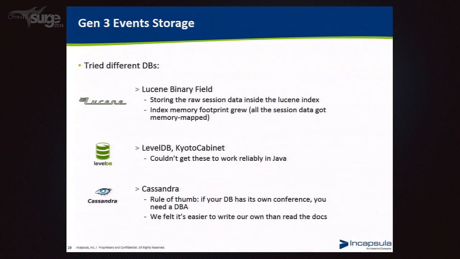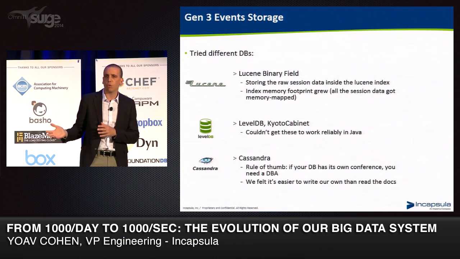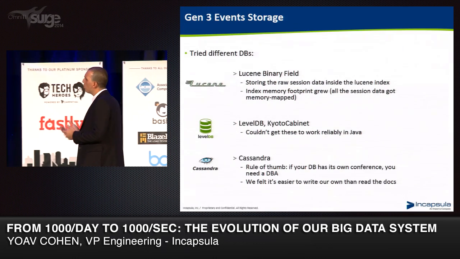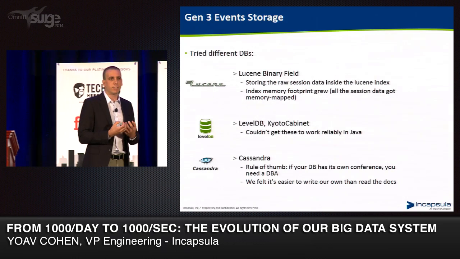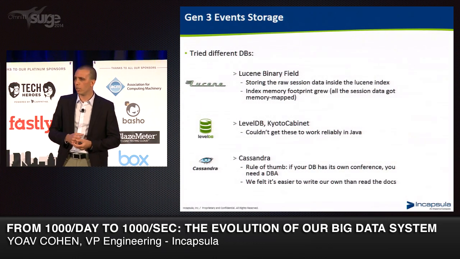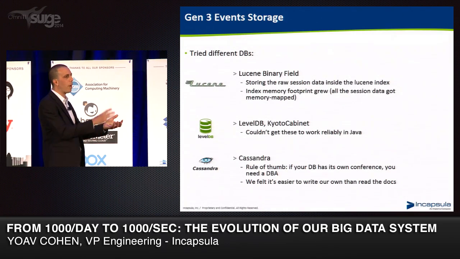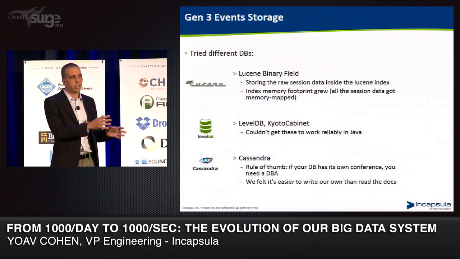So for the events storage, we tried different approaches. Basically, what we needed is just a simple key value store, nothing fancy, because we decided that we're going to use Lucene for all the searches, so we just need to load by ID. And we tried different approaches. The first attempt that we had was just to use Lucene itself, the index itself, to store the data of the session. And in Lucene, you can take a field and say, hey, Lucene, this is a binary field. I'm going to give you this byte array. Just store this byte array in the index as is.